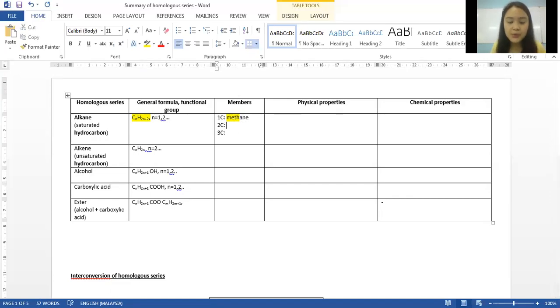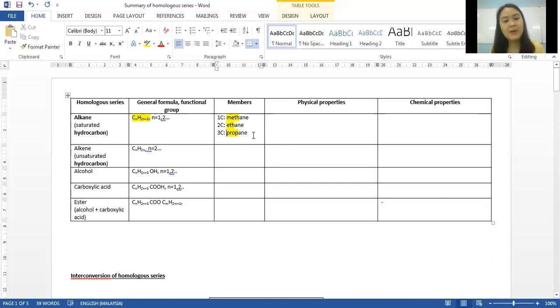The second member has 2 carbon. Carbon compounds with 2 carbon have names that start with eth. So eth suggests that it has 2 carbon, and it ends with ane because it belongs to the alkane group. The third member has 3 carbon. Those carbon compounds that have 3 carbon start with the name prop. So prop suggests that it has 3 carbon, and it ends with ane because it belongs to the homologous series of alkane.